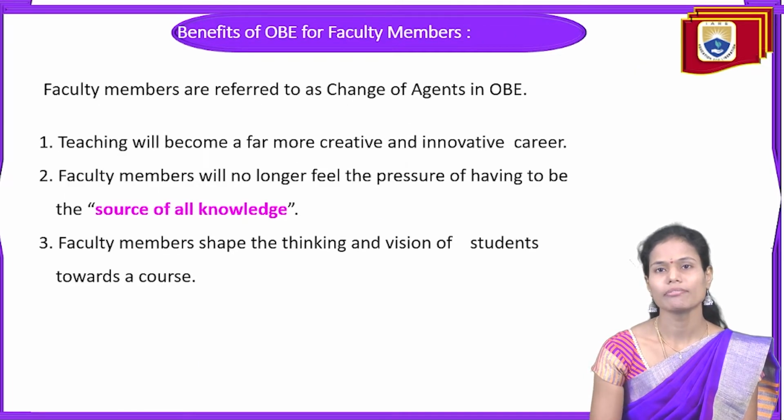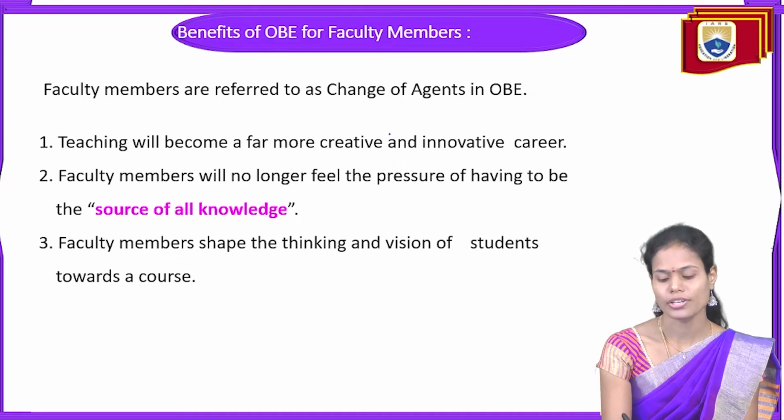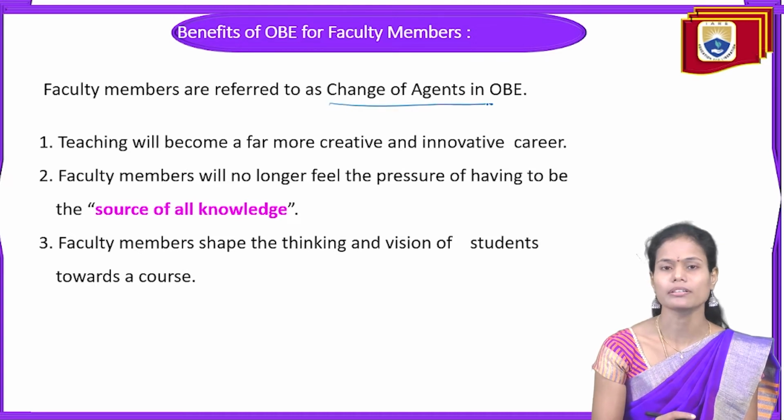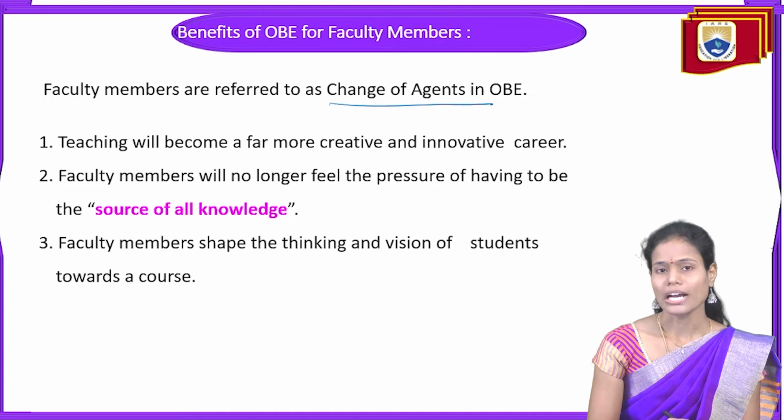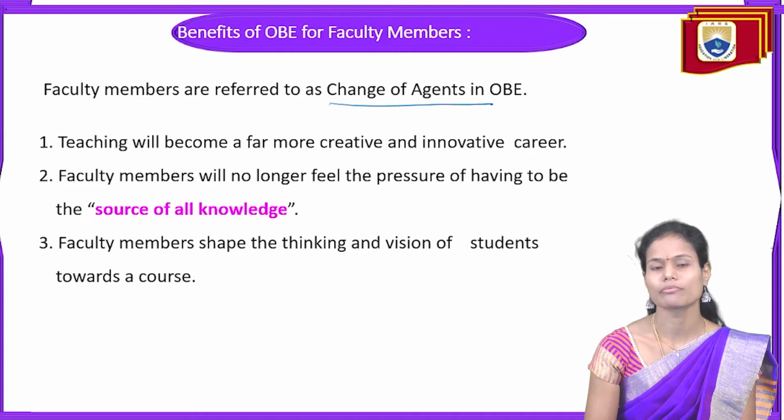And next, what are the benefits of OBE for the faculty members? Faculty members are referred to as the change agents in outcome based education. Why? Because in order to achieve our required outcomes, the faculty are the main factor here. We are taking the feedback from the different members, and we are going to improve the outcomes. To improve, we have to provide different assessment methods and utilize different procedures, and all of that is done by the faculty members.